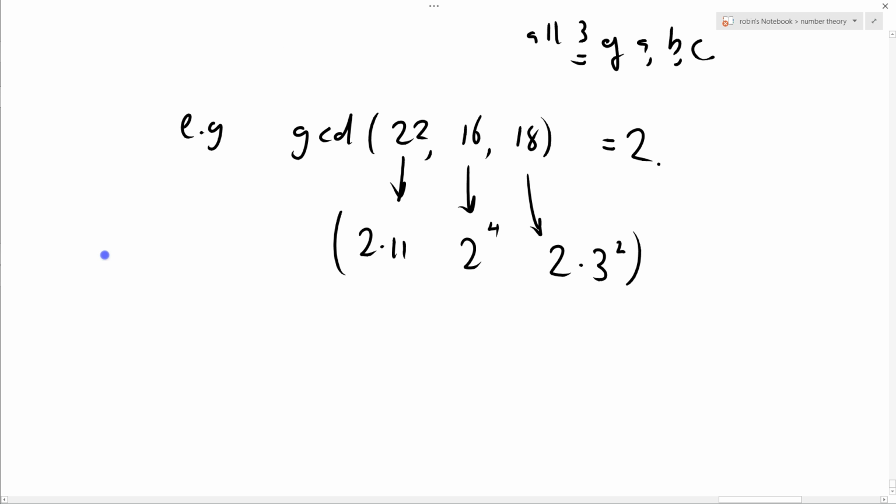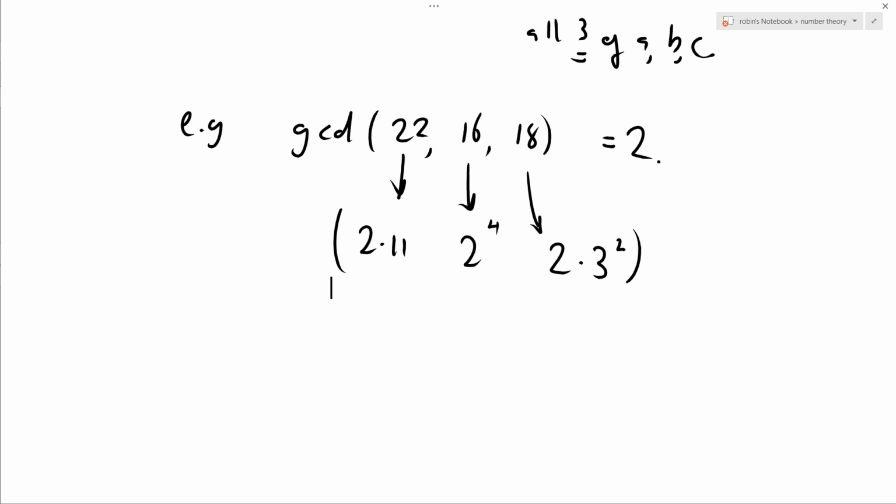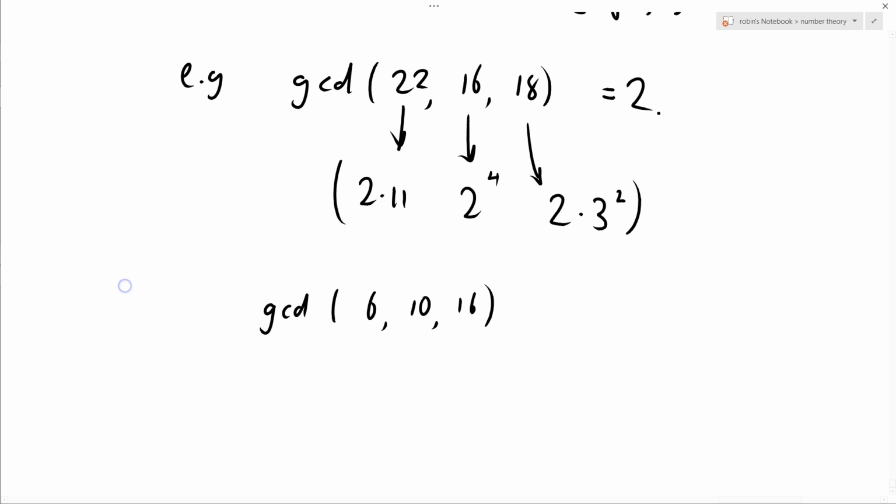I just want to make the observation that if we think about relatively prime numbers, being pairwise relatively prime isn't enough to guarantee that the whole set is relatively prime. So I'm going to consider a nice little example here. I'm going to look at the greatest common divisor of 6, 10 and 16. I'm sorry, 15, not 16.